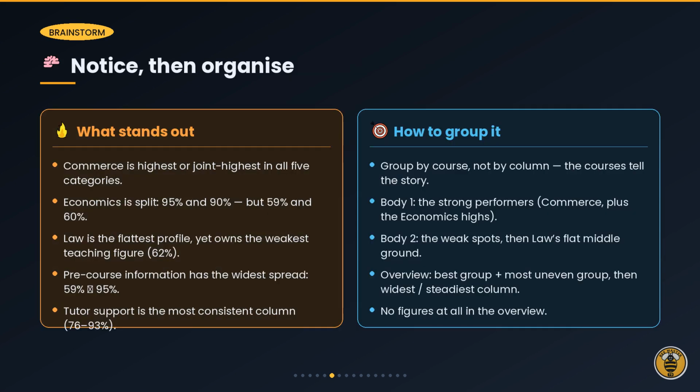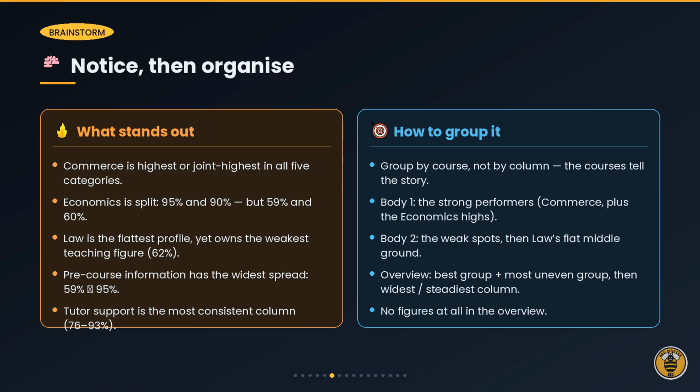So, the brainstorm. On the left, what stands out? Commerce is highest or joint highest in all 5 categories. Economics has a split personality, 95 and 90 against 59 and 60. Law is the flattest profile, and yet it owns the weakest teaching figure, 62. Pre-course information has the widest spread, 36 percentage points. Tutor support is the most consistent column.